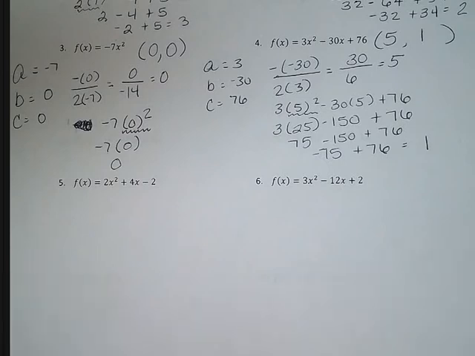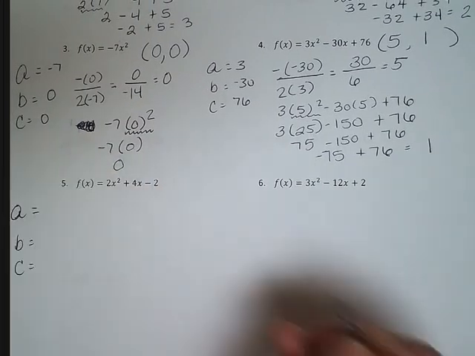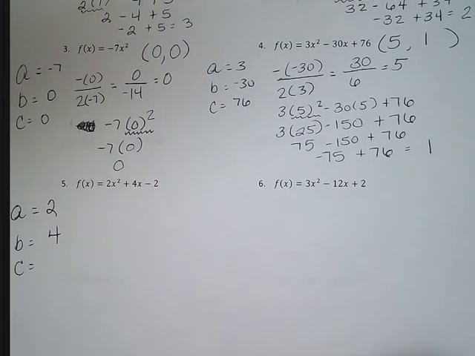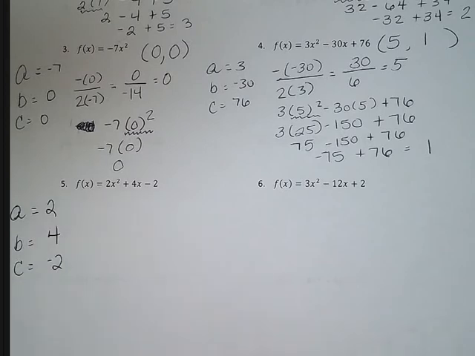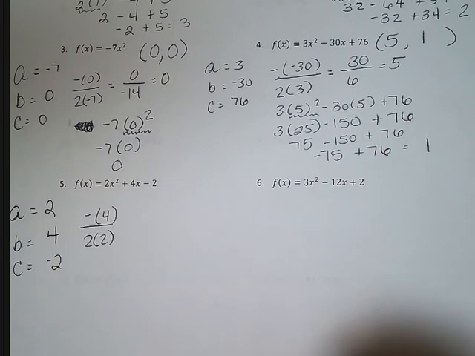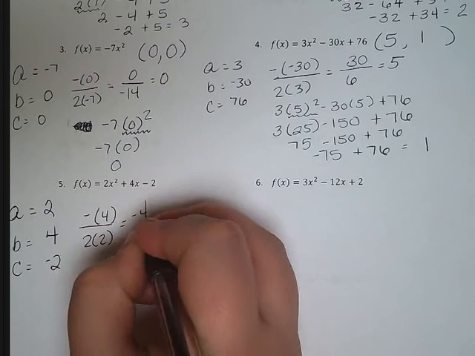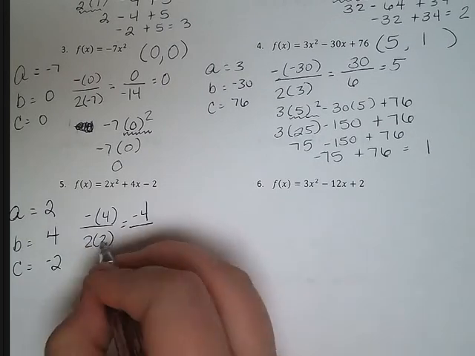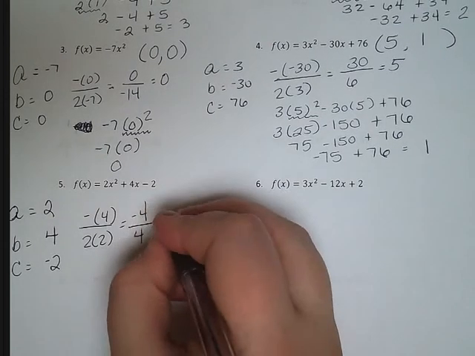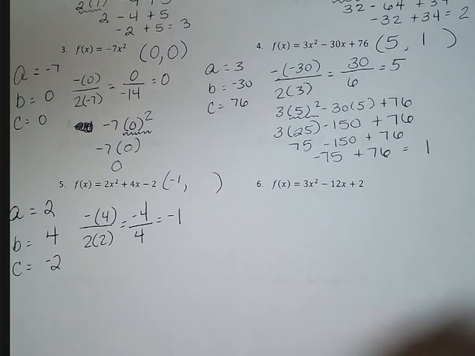On number 5, we have A, B, and C, where A is 2, B is 4, and C is negative 2. So we have negative B over 2A. So the opposite of 4 is negative 4, and 2 times 2 is 4. So negative 4 divided by 4 is negative 1. So we get a negative 1 for our x value for number 5.